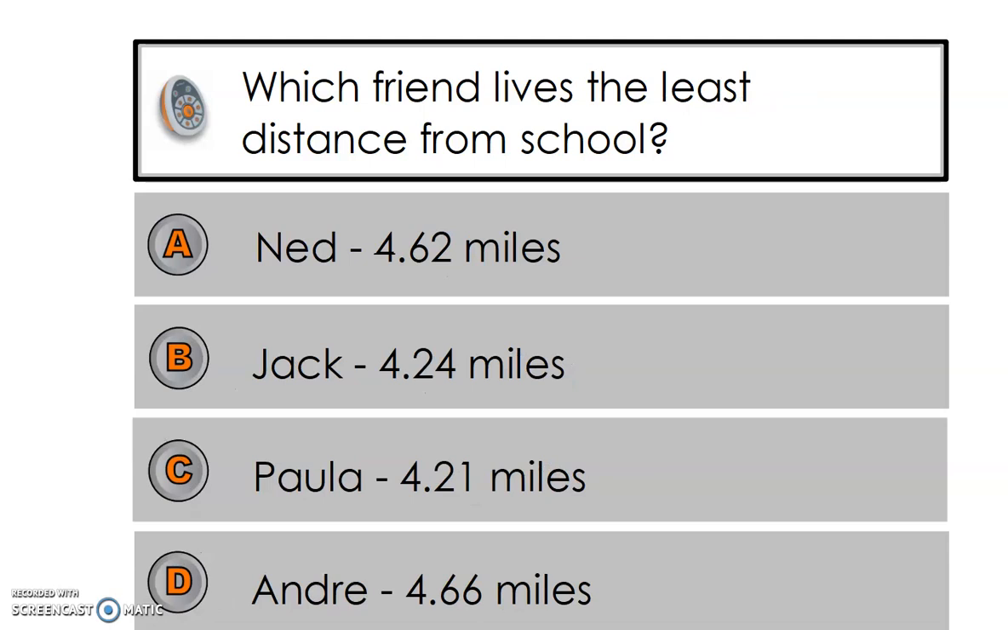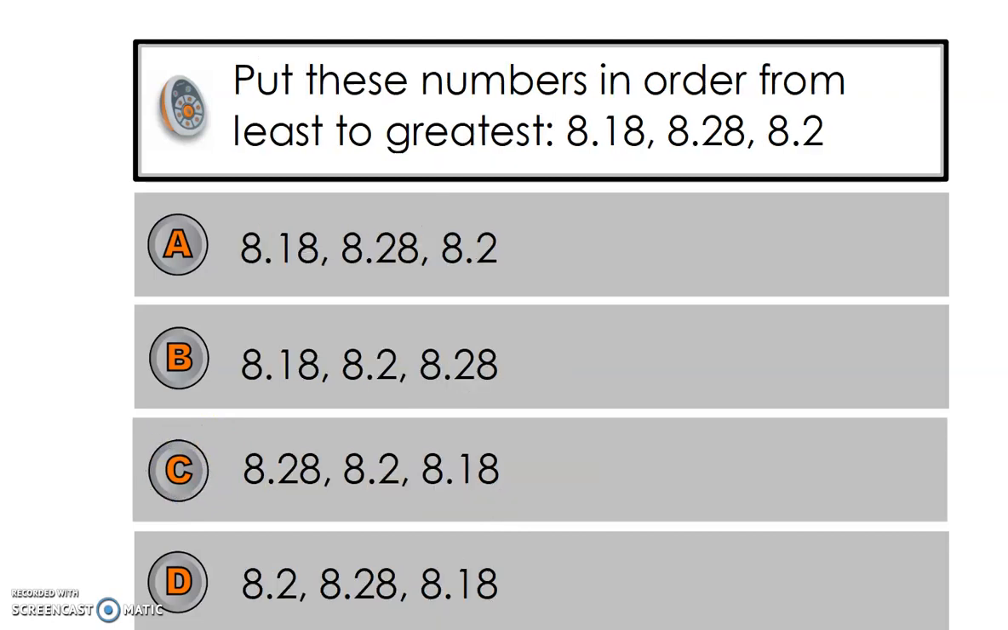Which friend lives the least distance from school? So now it's the opposite. Pick your answer. Again, the ones are the same. I look at the tenths. 6 is too big, so I'm going to try the 2 or the 2. So I go to the hundredths place. Paula lives the least far away from school because 1/100th is less than 4/100ths.